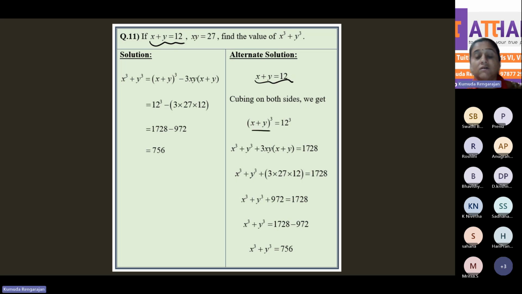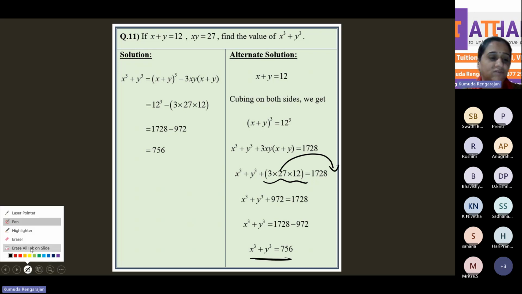So x plus y the whole cube is equal to 12 cubed. So what is a plus b the whole cube? a cube plus b cube plus 3ab into a plus b is equal to 1728. The value of xy is 27. This one is 12. So on finding this product and transposing, taking this to the other side, x cube plus y cube is 756.